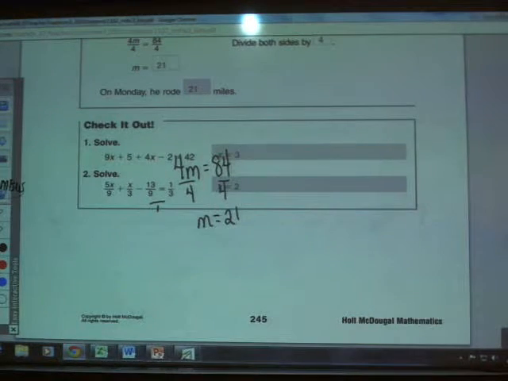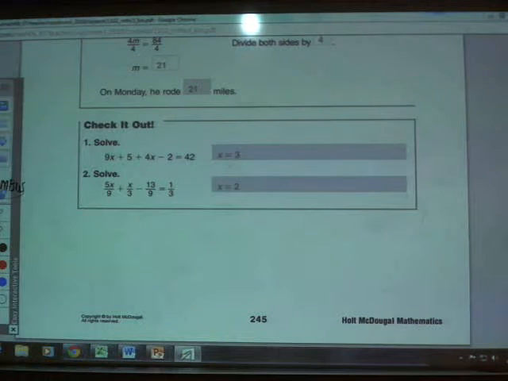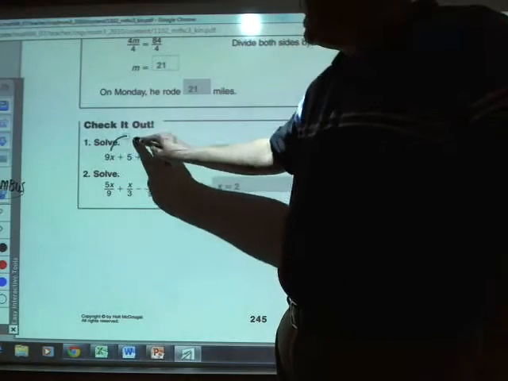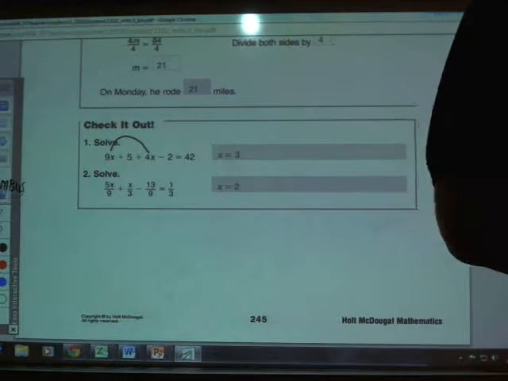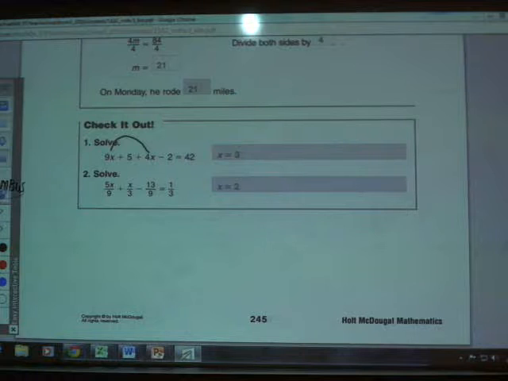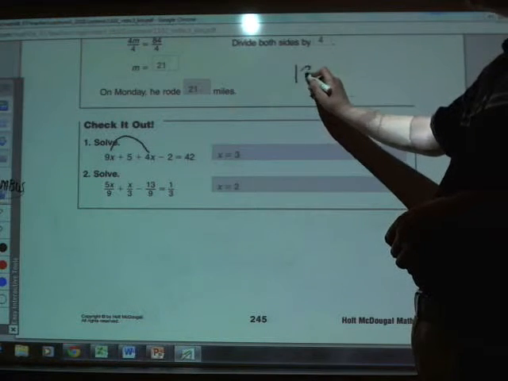All right, so let's go ahead and take a look at the concluding examples here. Number 1, we've got 9x plus 5 plus 4x minus 2 equals 42. We've got to combine like terms here on the left side before we can do anything. This is more a review of what we did yesterday than it is about today. We're going to put the 9x and the 4x together. Since they both have x in them, we can just run them together. If I have 9 x's and then I give you 4 more x's, I end up with 13 x's.